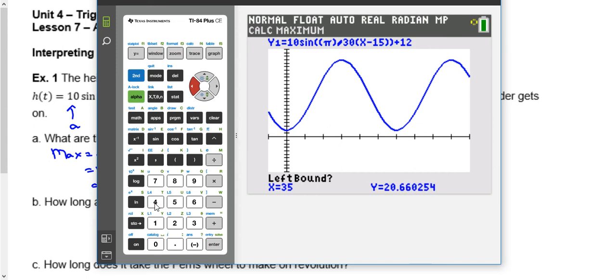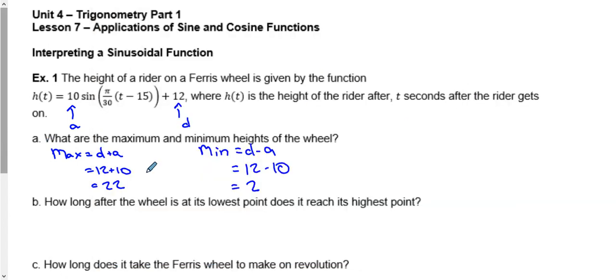Finding our first max, you're going to go left of where that first max is, go right of where you think that first max is, then go to where you think that max is. That's your guess, and there you go. Our first max is at x equals 30, y equals 22. It's our y value that gives us our max value, so 22.